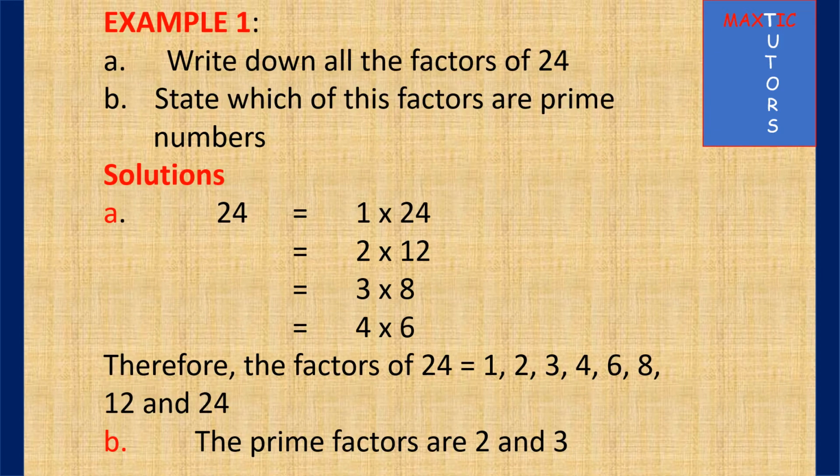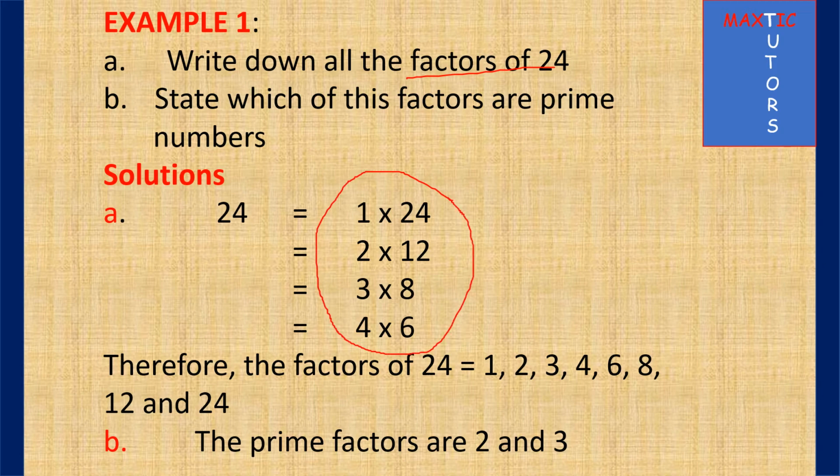Let's go on. Example 1. Write down all the factors of 24 and also state which of these factors are prime numbers. So after getting the factors of 24, you now state which of these factors are prime numbers. For 24, 1 and 24 are factors of 24. So 1 times 24 is equal to 24. 2 times 12 is equal to 24. 3 times 8 is 24. And 4 times 6 is also 24. These are the possible factors of 24.